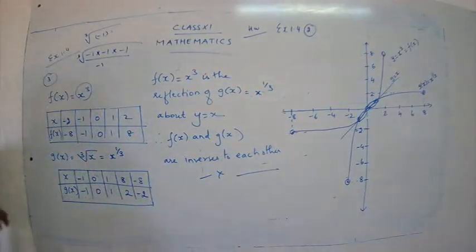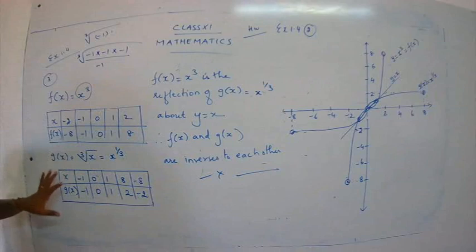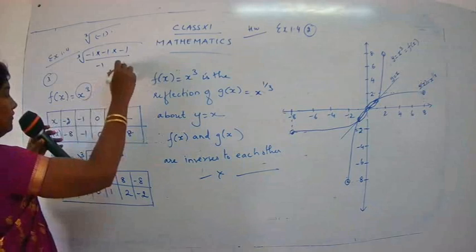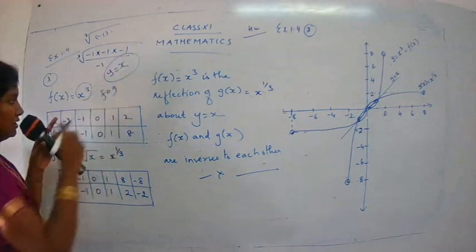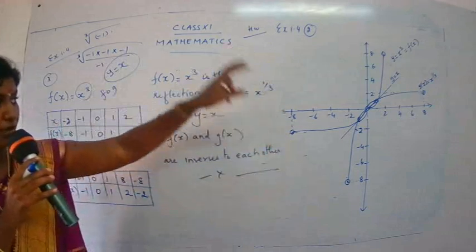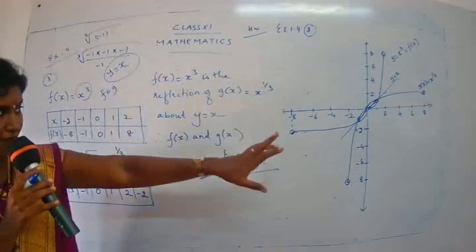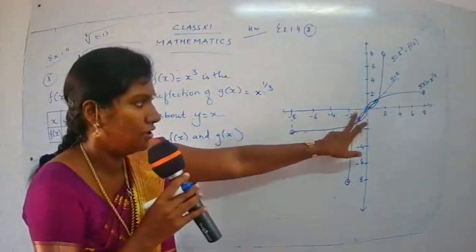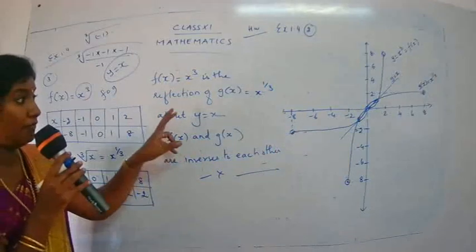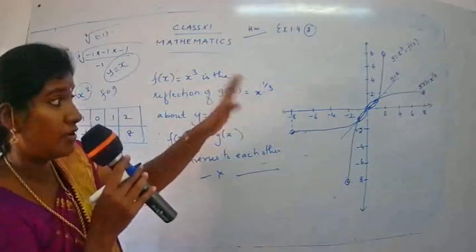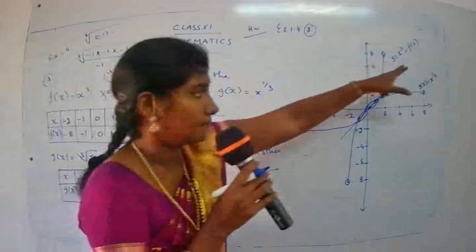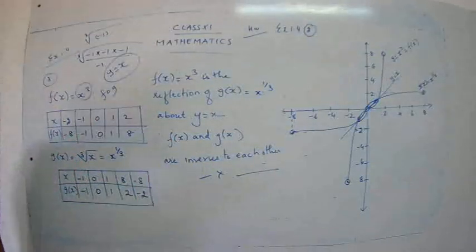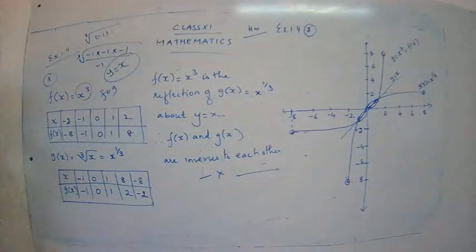So we have explained the result. We have found the table for x cube, the table for x raised to 1 by 3, and also the table for y is equal to x. From where do you get y is equal to x? From FOG. Later on you have to draw the graph. You have to plot all three on the same graph, and from the graph I see that there is a reflection. It's not about the x-axis or y-axis. The reflection is about the line y is equal to x. So we say that f of x and g of x are inverses to each other.